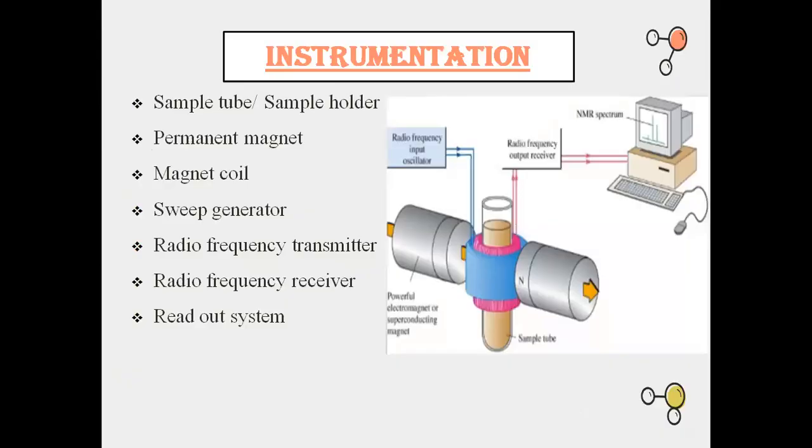Now, instrumentation for NMR, it contains sample tube, that is also known as sample holder, then a permanent magnet that has two poles, north and south pole, then a sweep generator, then magnetic coil that is wrapped around that sample tube or sample holder, then sweep generator that helps these permanent magnets to generate a strong magnetic field, then radio frequency transmitter that will give the radio frequency to that sample solution, and radio frequency receiver that will receive that radio frequency when it comes back to its lower energy state and emits radiation, then readout system that is normally oscilloscope, which gives rise to NMR spectrum.